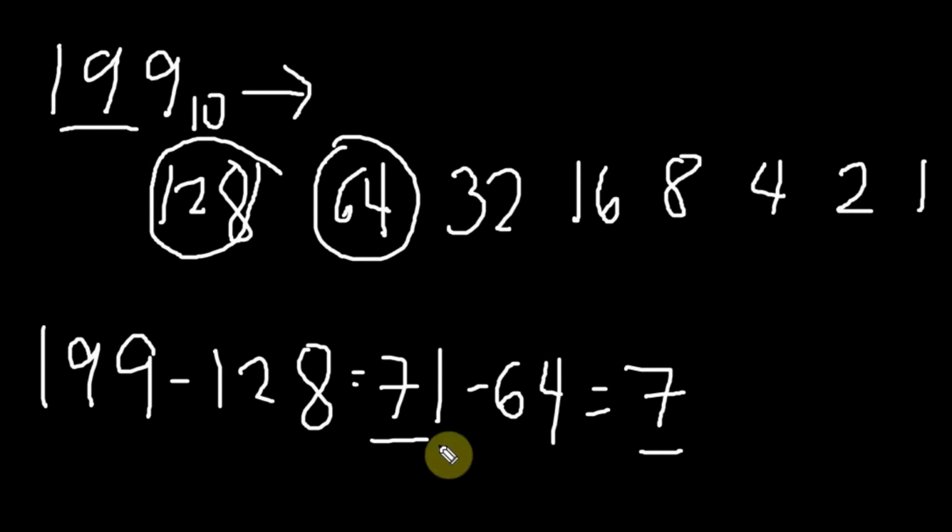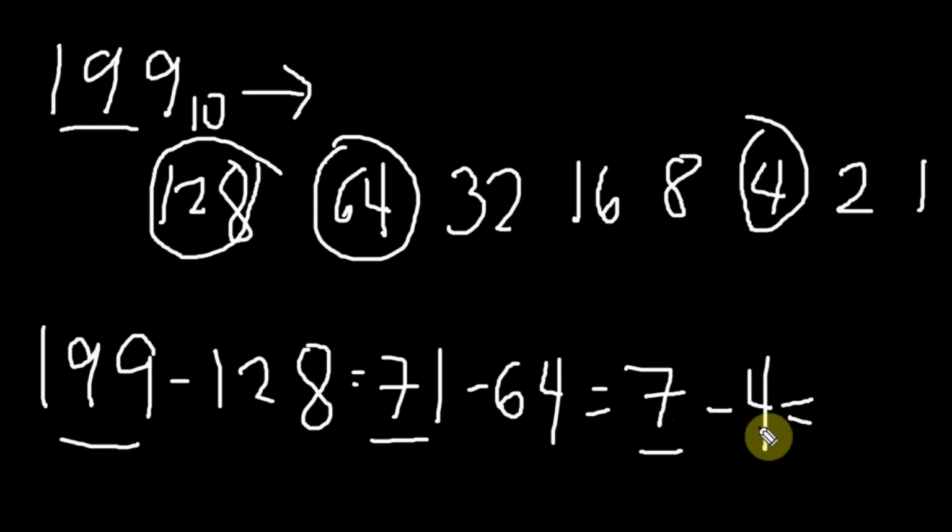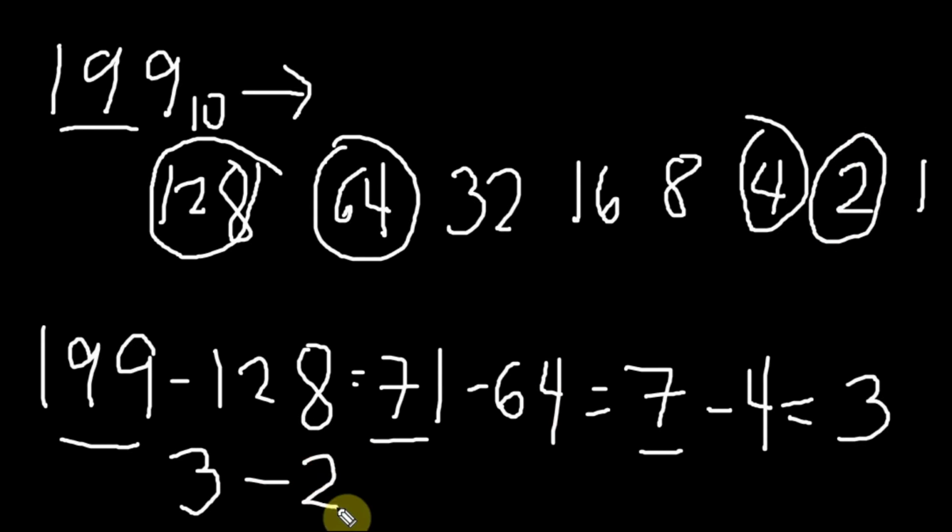Now from 7, the closest number is 4. So we subtract 4 from 7, that is equal to 3. Now let's mark 4 from the table. Now from 3, the closest number is 2. So we subtract 2 from 3. That would give us 1.